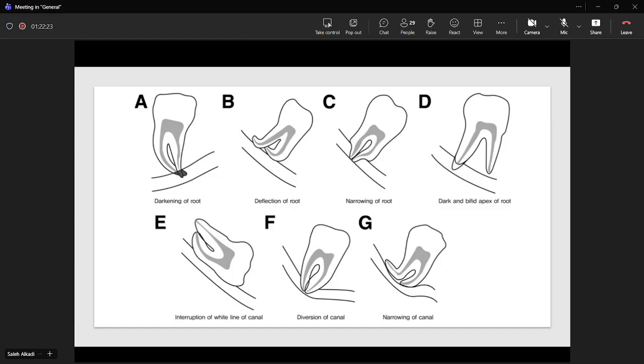However, the OPG is good in excluding the relationship, so it has high specificity but low sensitivity. So it's good in excluding the relationship, but not in proving the real relationship between the inferior alveolar nerve and the canal.